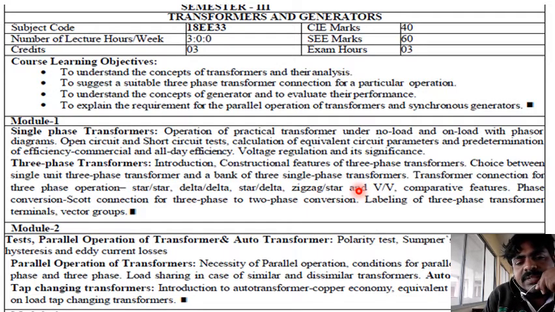And some phase conversion, that is 3-phase to 2-phase conversion, you are going to study, that is the Scott connection, and labeling of 3-phase transformer terminals, and also some vector groups. So all these contents come under module 1 of the university prescribed syllabus of Transformers and Generators.